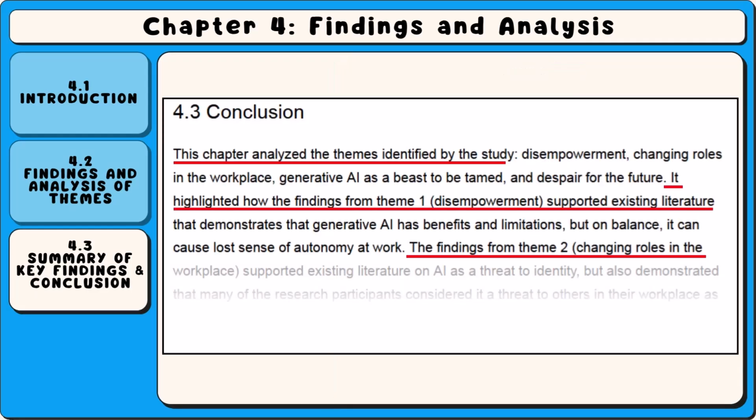Here's an example. This chapter analyzed the themes identified in the study, and then it lists the themes. It highlighted how the themes from theme 1, disempowerment, supported existing literature, and then it summarizes the theme. It continues with the findings from theme 2, and then goes on to discuss how the findings from theme 2 either supported, extended, or contradicted the literature.